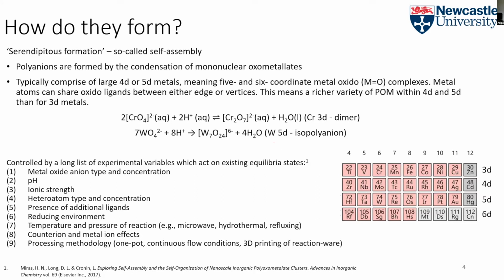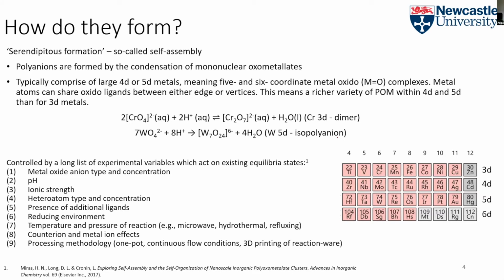An example of a single metal oxide would be this chromium oxide. Because it's only in the 3d group, it's really tiny and can't coordinate to many metals or oxygen atoms. So it just stays as this tiny little structure, and it's a dimer, whereas here you've got this tungstate, which is an isopolyanion, so it's an actual big 3D structure.